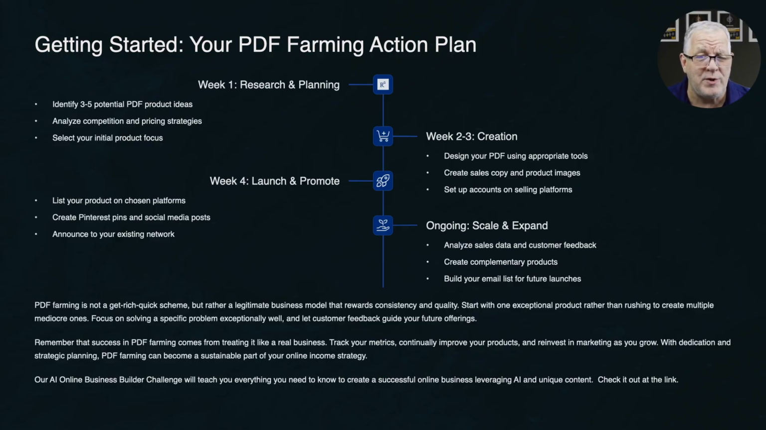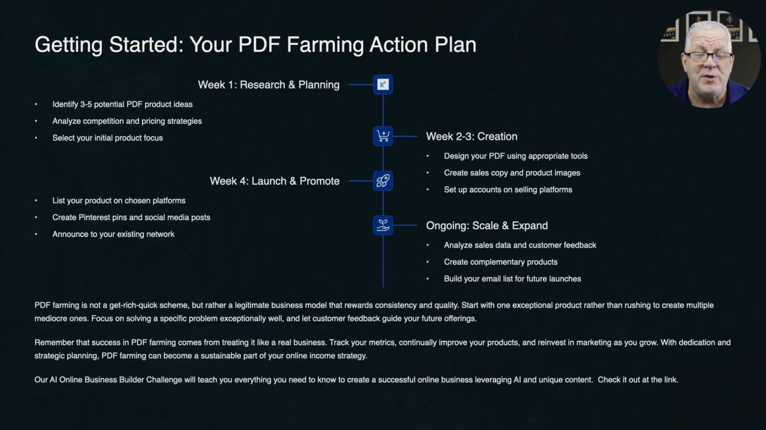Week 4 is for launch and promotion. List your product on chosen platforms, create Pinterest pins and social media posts, and announce to your existing network. Ongoing efforts focus on scale and expansion. Analyze sales data and customer feedback, create complementary products, and build your email list for future launches. PDF farming is not a get-rich-quick scheme, but rather a legitimate business model that rewards consistency and quality. Start with one exceptional product rather than rushing to create multiple mediocre ones.